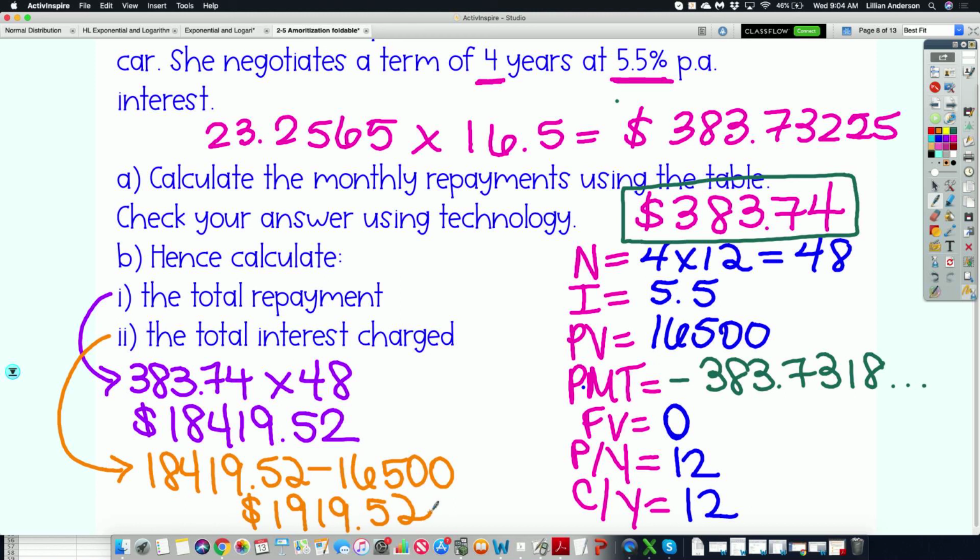1919. So basically, when Erica went in and took out this loan for $16,500, she ended up making a monthly payment of $383.74 for a total of $18,419.52 for the entire life of the loan, and almost $2,000 of that was interest, straight interest. Okay.